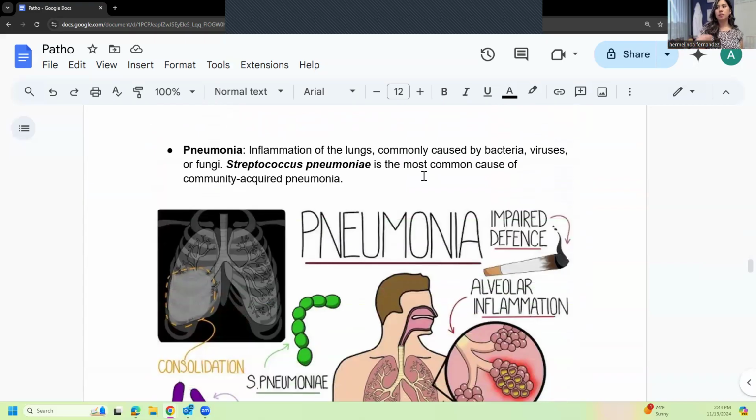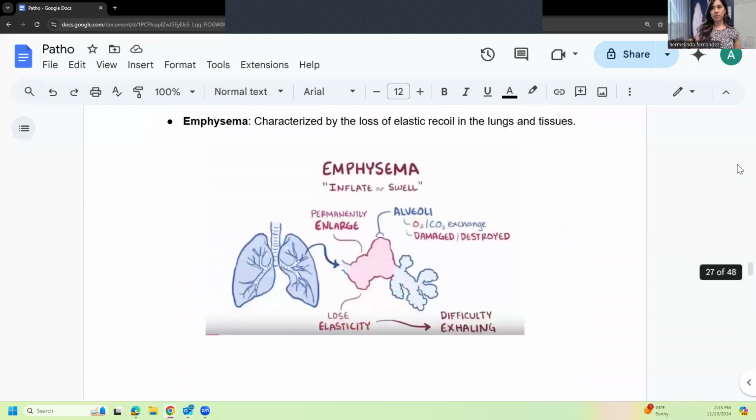Pneumonia, so inflammation of the lungs. These are commonly caused by bacteria, viruses, or fungi. The most common one is Streptococcus pneumoniae. This is community-acquired pneumonia. Emphysema. These are characterized by the loss of elastic recoil in the lungs and tissues. So if you have a patient that comes in, all of these questions are going to be pretty much patient-centered, like we talked about in class. If a patient comes in with that loss of elastic recoil in their lungs, you know it's going to be emphysema.